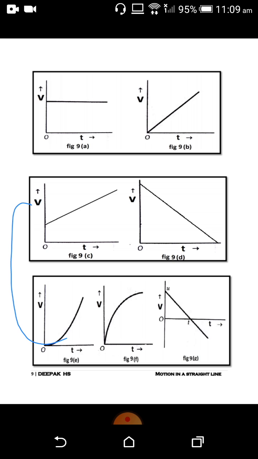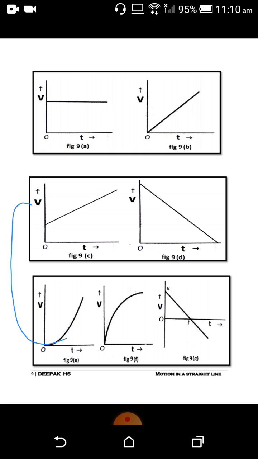The first case is the velocity time graph for a body traveling with uniform velocity. Whenever the body is moving with uniform velocity, the acceleration comes out to be zero, because acceleration depends upon the rate of change of velocity. Since the velocity does not change, the graph comes out to be a straight line parallel to the x-axis. That is the first graph.